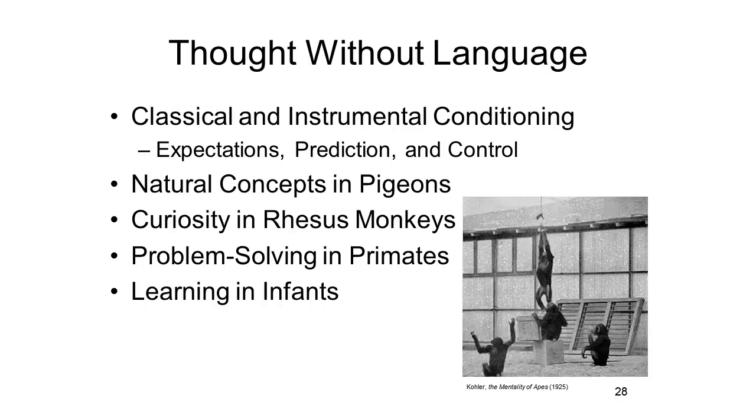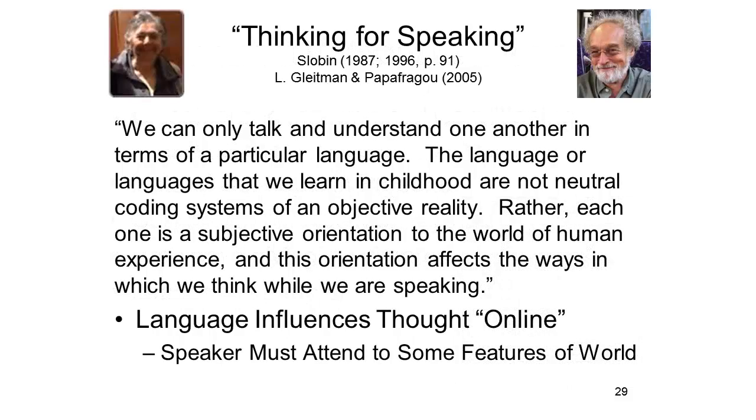And Wolfgang Kohler, a German psychologist, found that apes could show insight in problem solving. For example, in order to obtain a banana that had been suspended out of reach, they figured out how to stack boxes on top of each other and then use a pole to knock down the fruit. And, for that matter, human infants engage in a great deal of learning and problem solving before they've acquired any language at all. The strong form of the Sapir-Whorf hypothesis, linguistic determinism, is certainly wrong.